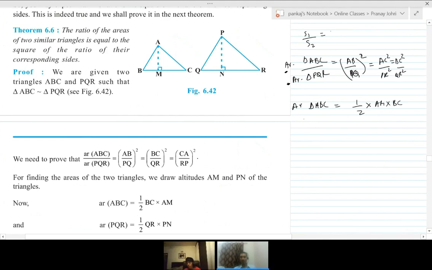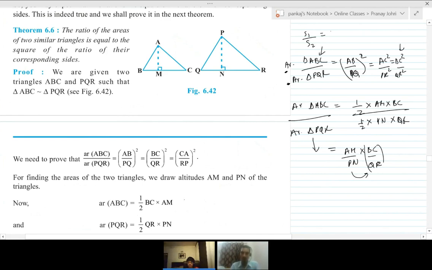And for PQR it would be half into PN into QR. So the half and half get cancelled, and we get AM by PN into BC by QR. Now if you see, we have got 75% of the question solved. This ratio is given, and this one part is given. Somehow we need to convert this to this. How do we do that?